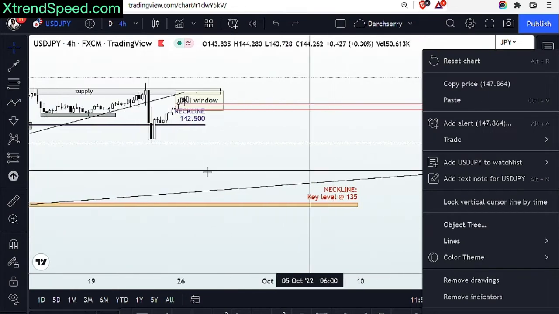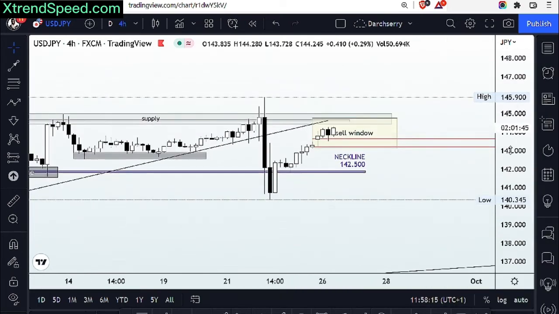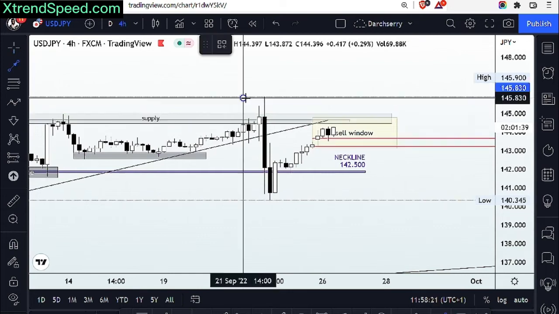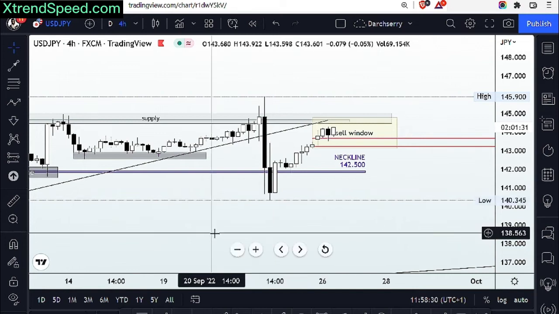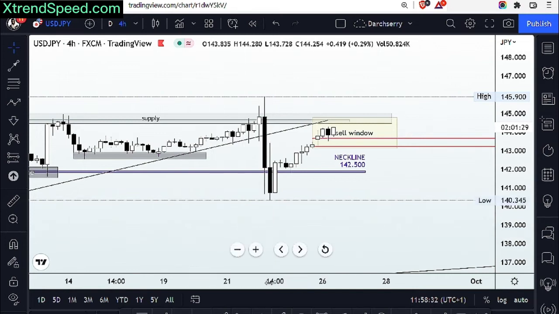So now that we have the scenario here, what did I do? Before we scale down, we need to take into consideration how we got the sell window. I got the sell window by taking into consideration this impulsive move to the downside here. Whenever we have an impulse leg like that followed by a retracement phase, we expect that the retracement phase might likely end at the golden zone area.